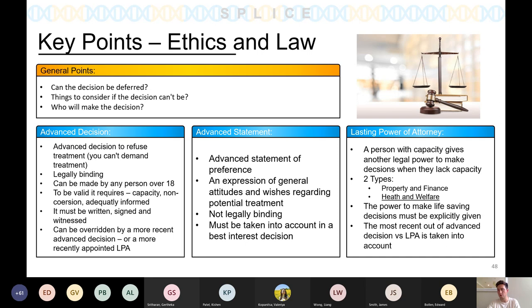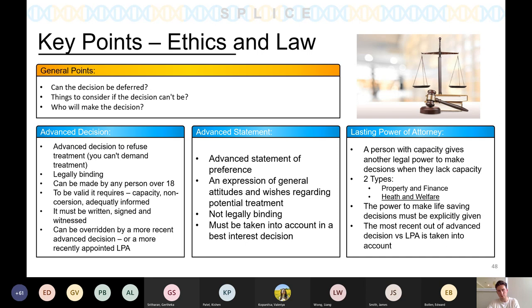An advanced statement is simply the person saying what they would like or prefer in terms of treatment. So this might be something like they want to die at home, or they would prefer oral medications to an injection or something like that. And then this would be taken into account when making the best interest decision, but couldn't be used legally to say this is what we're going to do.